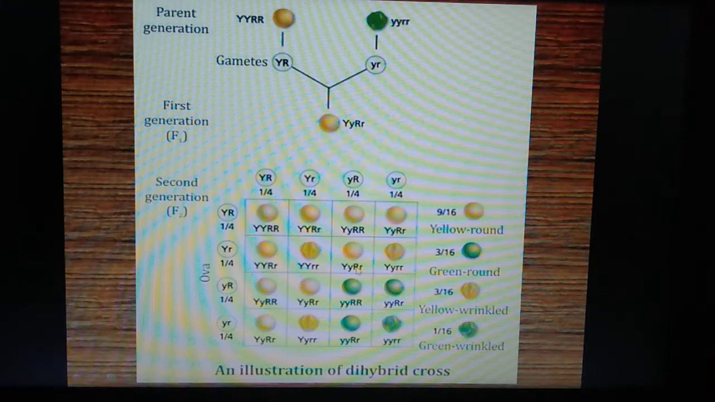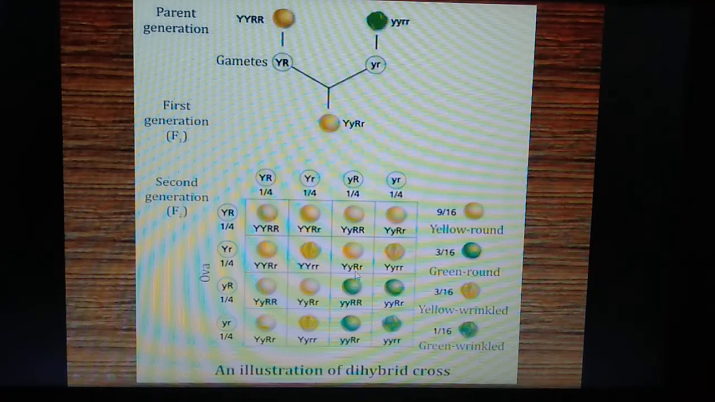Here you can have a look: capital Y, small y, capital R and small r. So capital Y will get expressed and capital R is going to get expressed, and small y and small r are not going to get expressed. Only the dominant character will be getting expressed.